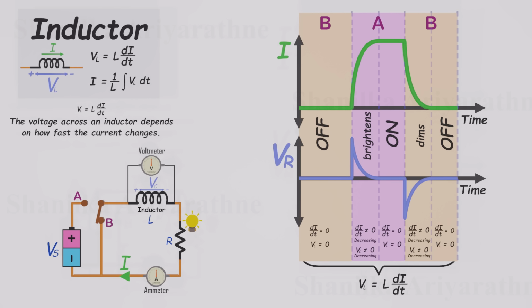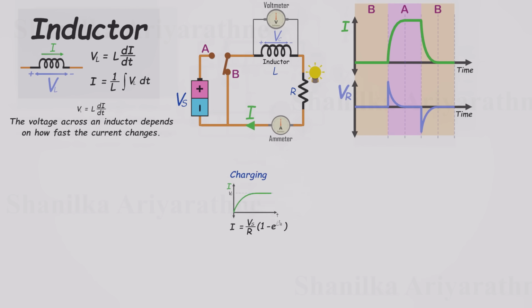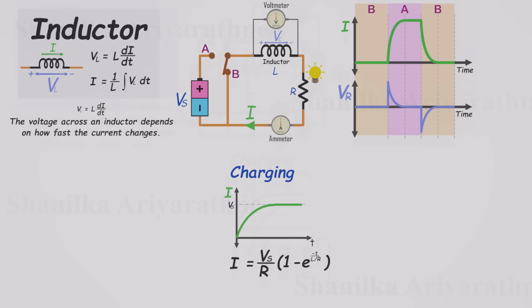So the inductor doesn't let the current change instantly. It actively resists sudden changes. And that's why the light bulb brightens and dims smoothly each time we move the switch. When the switch is in position A, the inductor is energizing. The current follows an exponential curve, which shows why it starts increasing quickly and then slows over time.